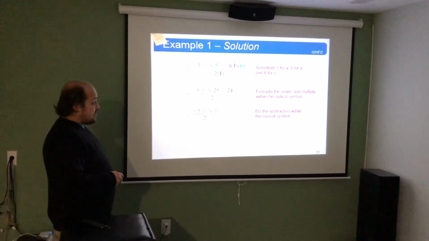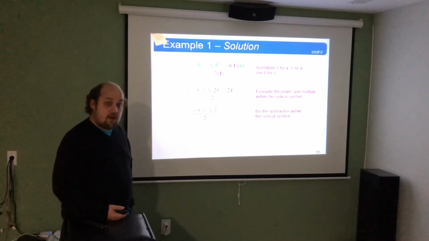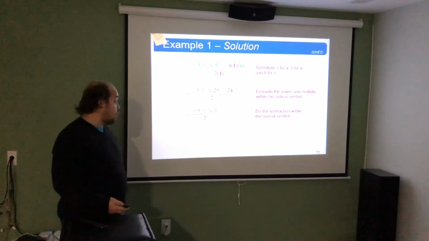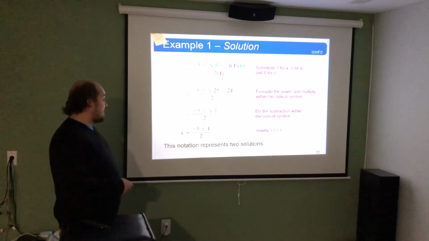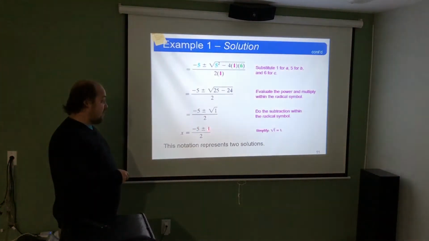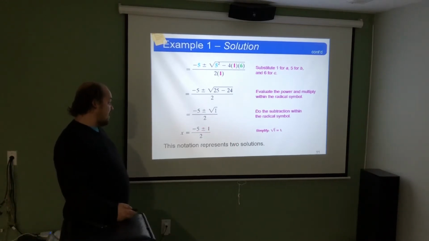When we now do the subtraction under the root, it leaves us with the root of 1, which is a perfect square and can come out of the root as 1. We now have two possible answers, negative 5 plus 1 over 2 and negative 5 minus 1 over 2. So once I get it to this step where I have the root all resolved and the numbers come out of the root, I need to split it into a positive answer and a negative answer.